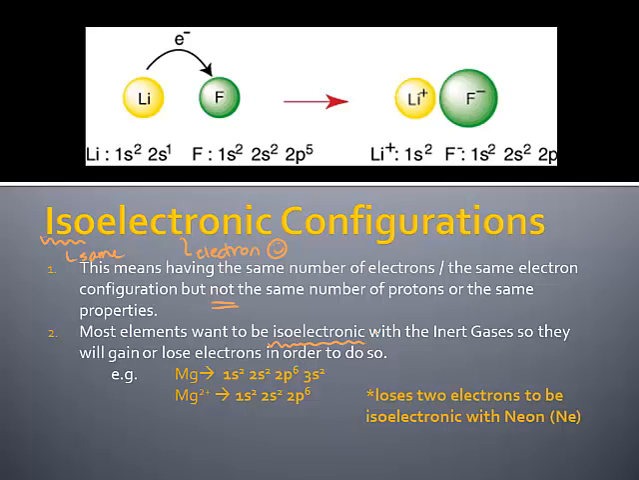So magnesium as an atom is 1s2, 2s2, 2p6, 3s2. Notice these 3s2 electrons are not part of a complete energy level. So to become its ion, it loses those 2 electrons and becomes a 2+ ion. In the same way, now this has 10 electrons. It is now isoelectronic with neon because it has the same number of electrons, the same electron configuration as neon does.